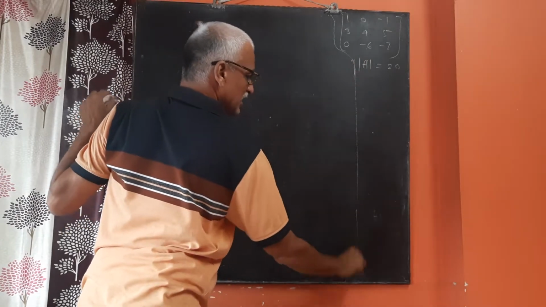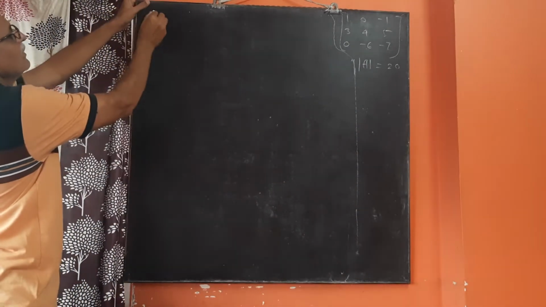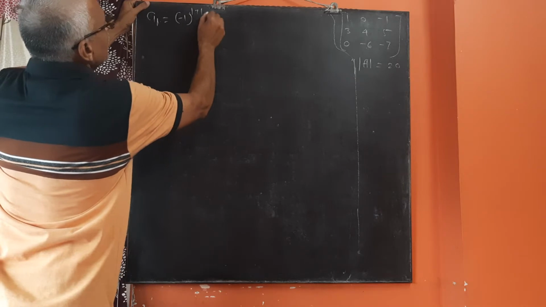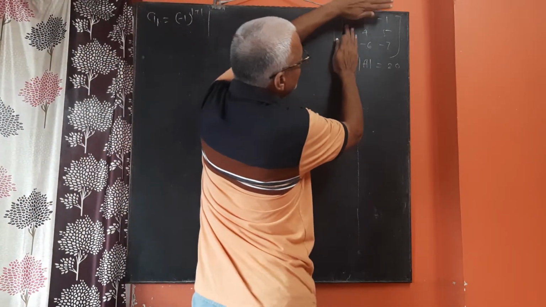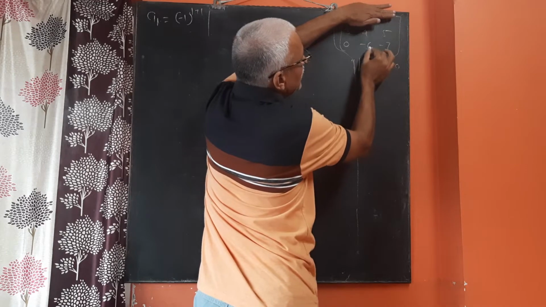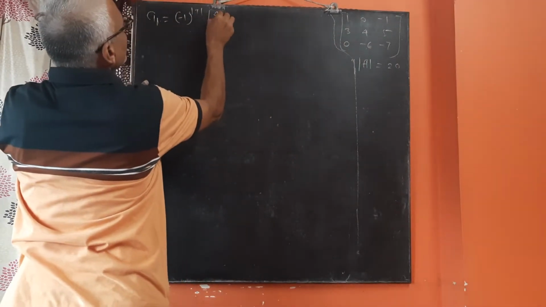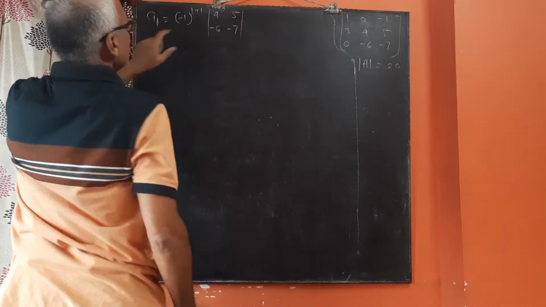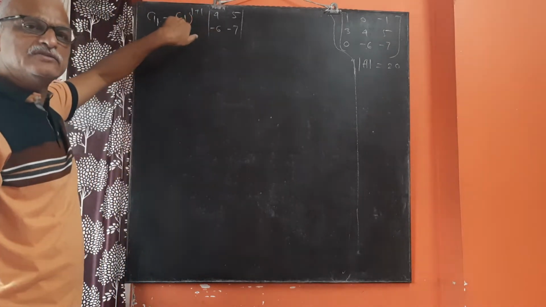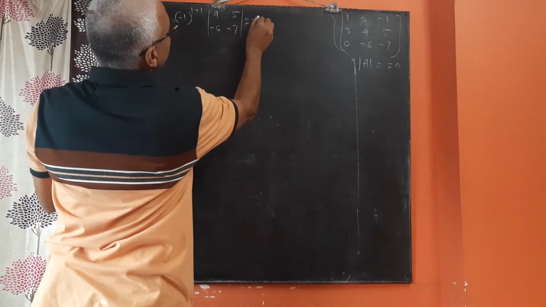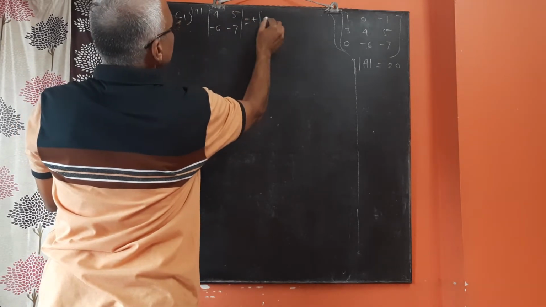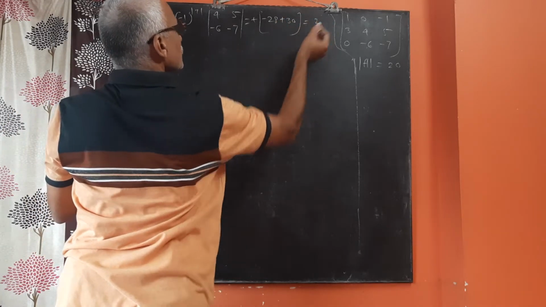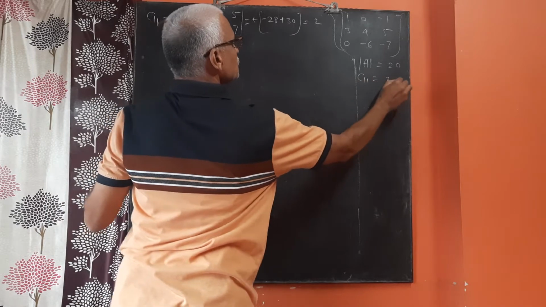This is the space for writing the values. C11 is equal to minus 1 raised to 1 plus 1 into the determinant of C11, meaning this row and this column are removed. The determinant will be 4, 5, minus 6, minus 7. Minus 1 raised to 1 plus 1 means minus 1 raised to 2, which is positive. So this will be positive of 7 into 4 minus 28 plus 30, that is equal to 2. So the value of C11 equals 2.